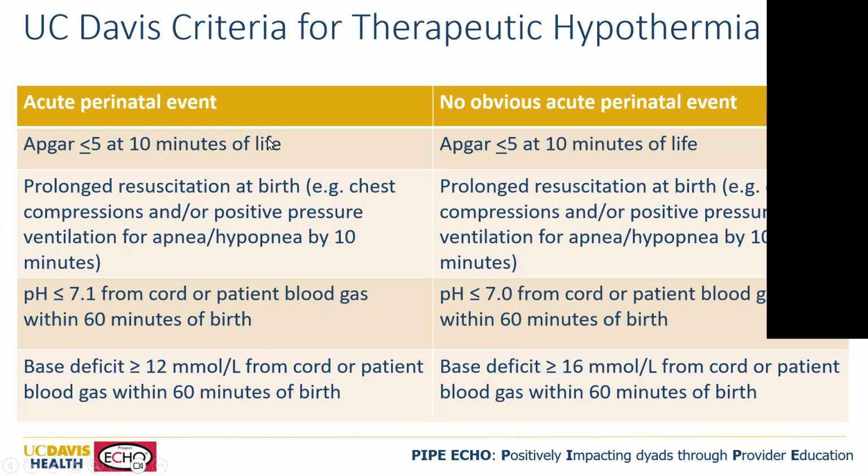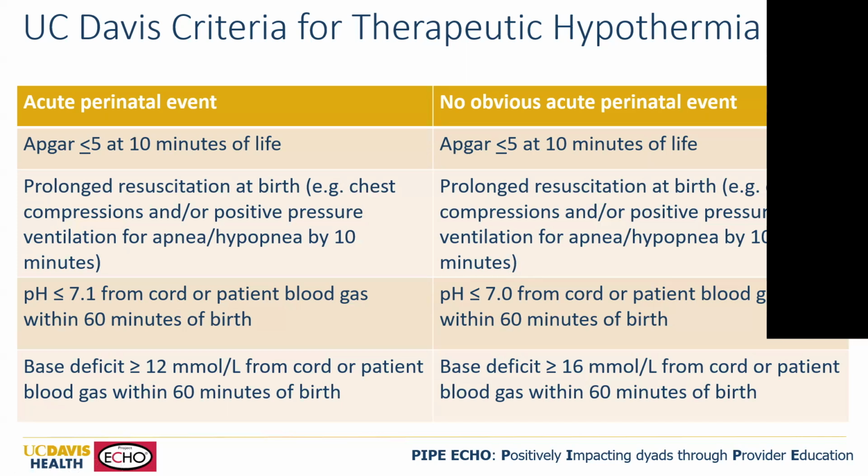So if you have an acute perinatal event, we're going to have a slightly lower threshold to cool you, right? So if your pH is less than or equal to 7.1, and ideally this is from your cord gas, but if not, from your baby within 60 minutes of birth. And then if their base deficit is 12 or higher from their cord blood or within the first hour of life.